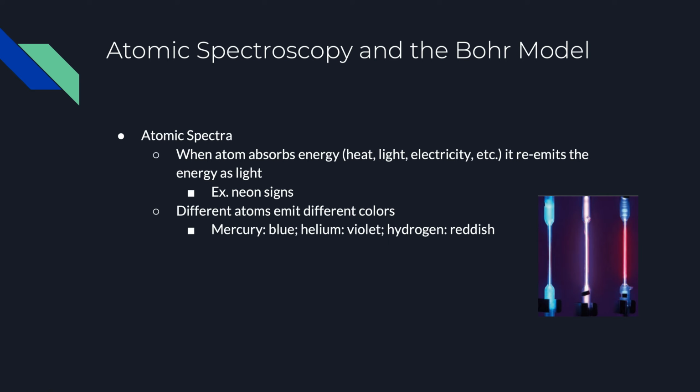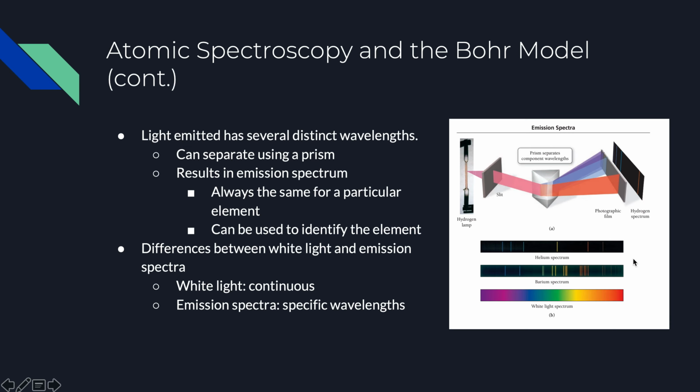Atomic spectra is when an atom absorbs energy in the form of heat, light, electricity, or any other form of energy, and re-emits this energy as light. For example, this is what happens in neon signs, and different atoms will emit different colors, which explains why neon signs have many different colors. If you look to the right, you can see that mercury has blue light, helium has violet light, and hydrogen emits a reddish light.